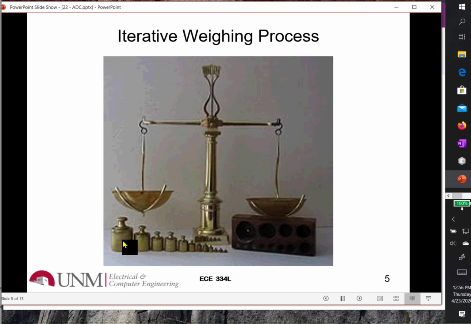And I'll see, is the unknown larger or lighter than the heaviest. Then I'll go to the next one, and I'll add that or remove it, and I continue on until I get down to the very finest weight, my least significant weight, to get a very precise measurement of the exact weight of this system. This process is known as successive approximation.